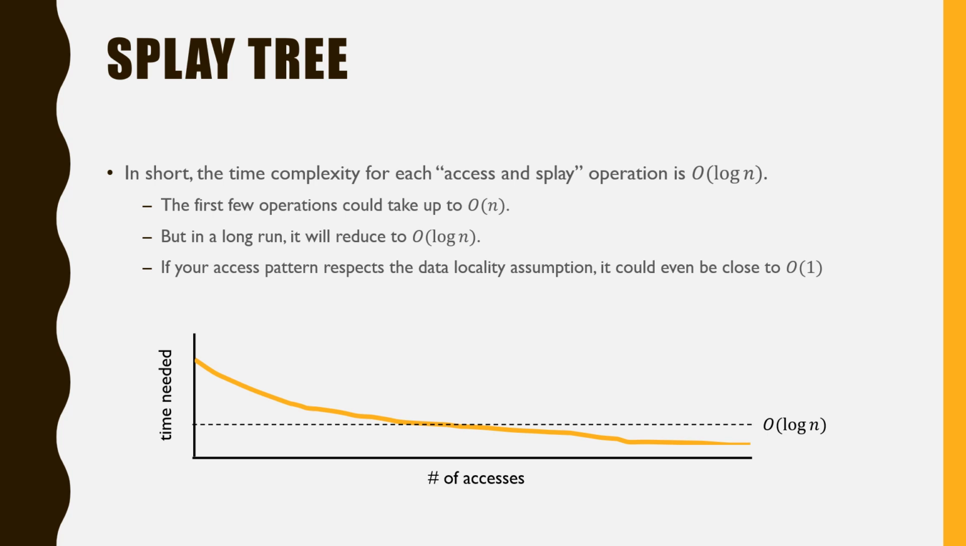Fortunately, a tighter bound can be established for the access and splay operations in a splay tree. In short, while the first few access and splay operations may take linear time O(n), the topology of the tree is continually adjusted by the splaying operations. As a result, subsequent access and splay operations gradually achieve O(log n) time complexity. Moreover, when considering a series of access and splay operations, their average time complexity remains O(log n), even in the worst-case scenario.